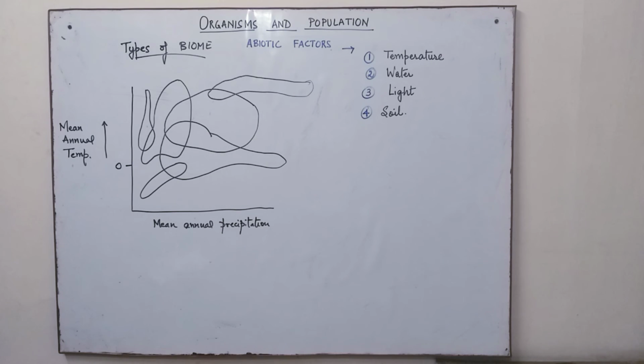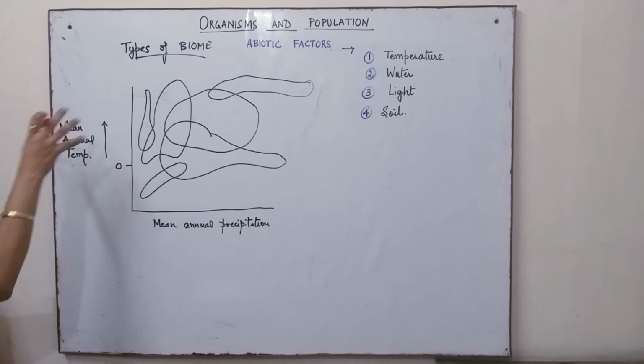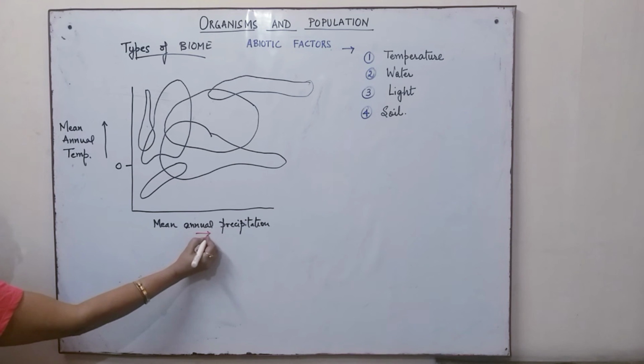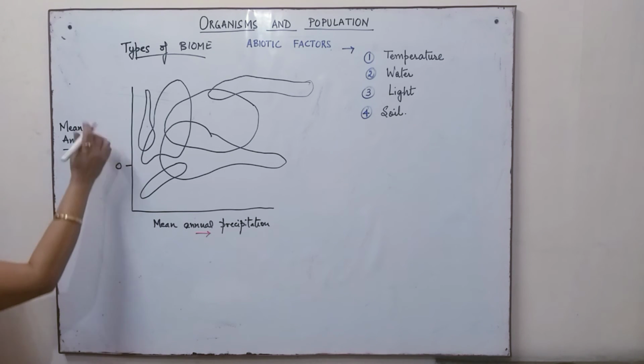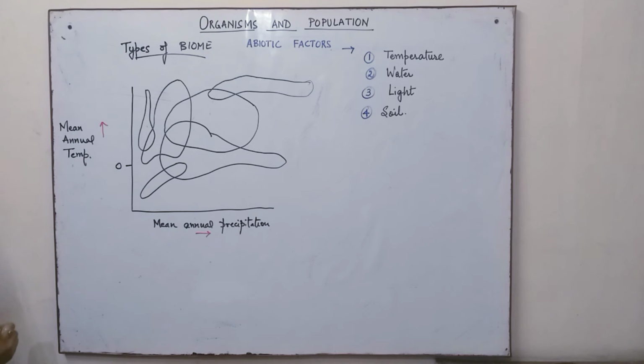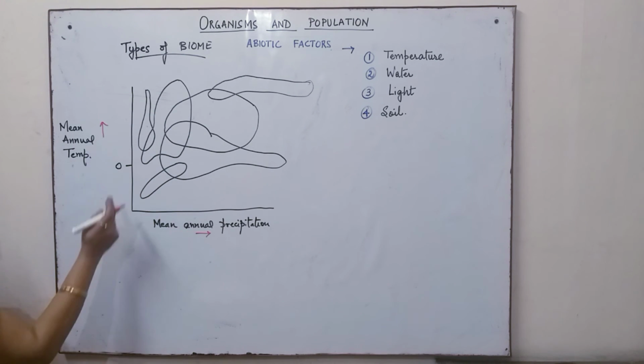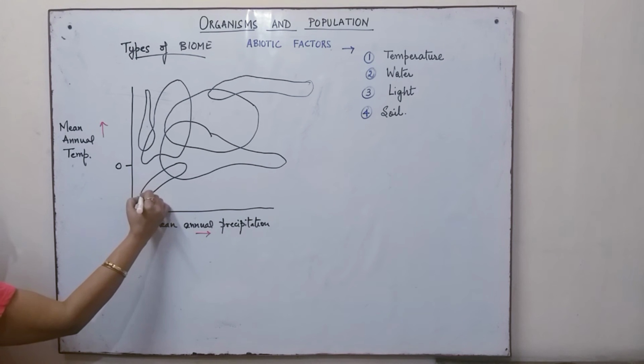Now in this diagram we are going to study the different kinds one by one. The first over here, when we study, I'll explain it to you. This is the mean annual precipitation, and this is the mean annual temperature. These areas which you see over here are different biomes. I'll demarcate them, separate them.